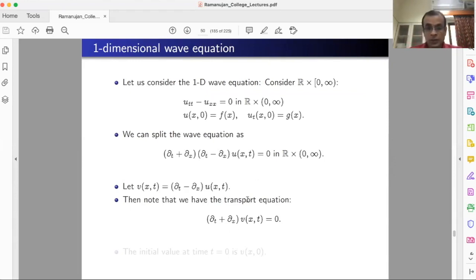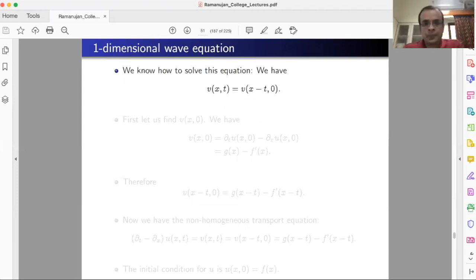Okay, now not only that, now what is the initial value? So I want to consider an initial value problem. So the initial value is going to be v of x comma 0. Actually, we will be able to specify what this v of x comma 0 is very precisely. So let me go to the next slide.